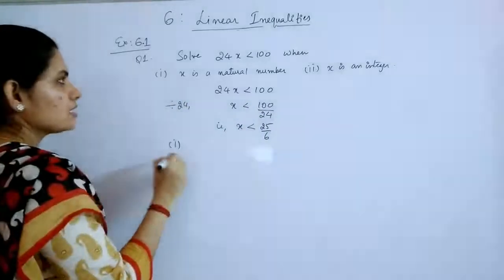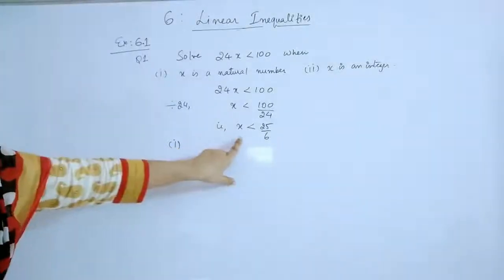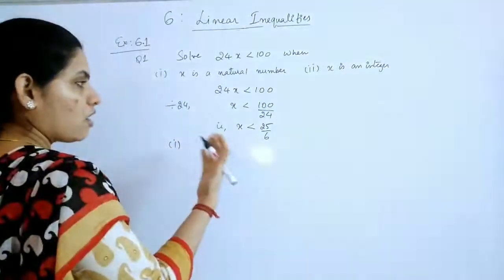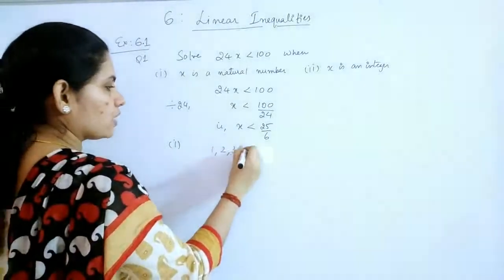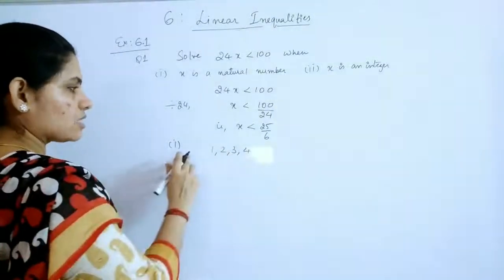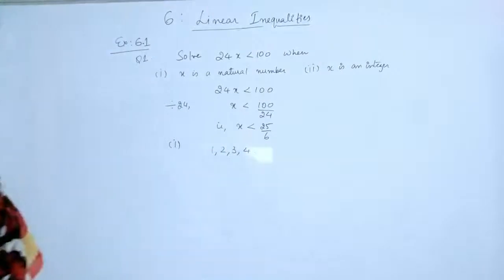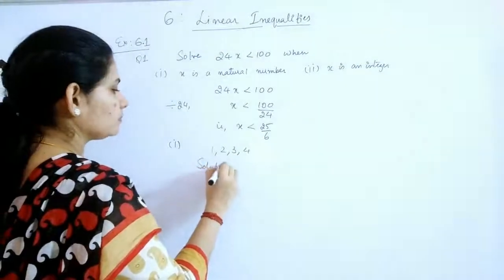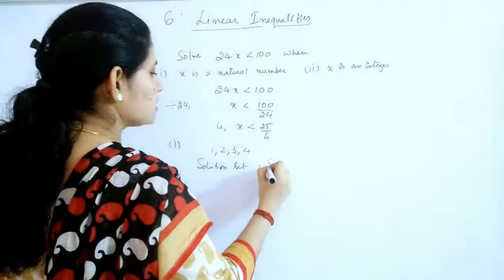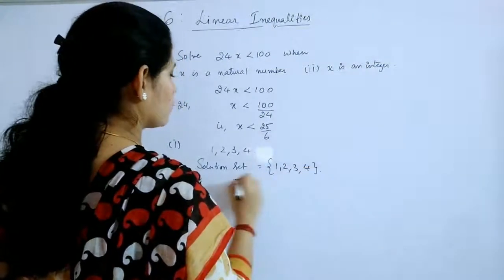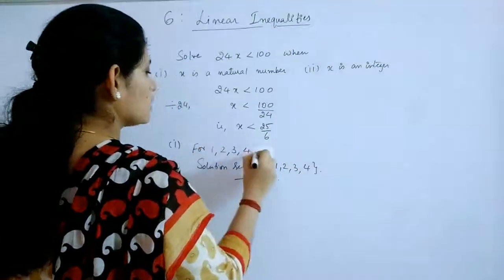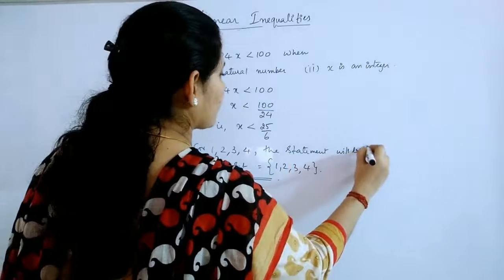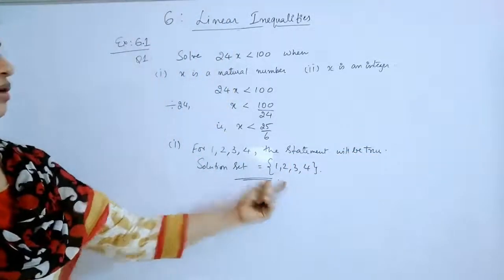So the first case is x is a natural number. When x is a natural number and x should be less than 4 point something, the values x can take are 1, 2, 3 and 4. So for all these values, the inequality will be true, giving you a true statement. So the solution set for this inequality is {1, 2, 3, 4}. Therefore, these are the solutions of the given inequality.